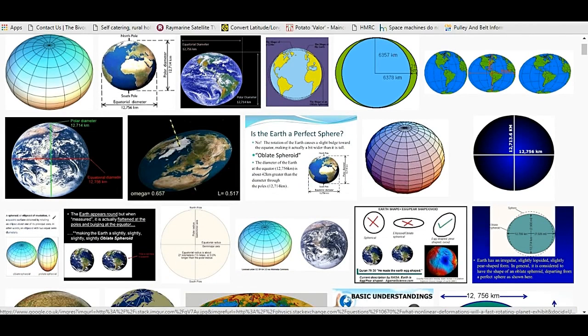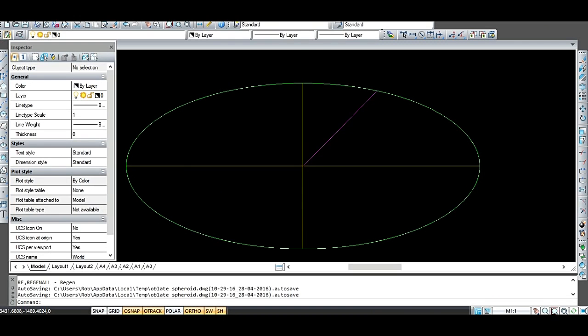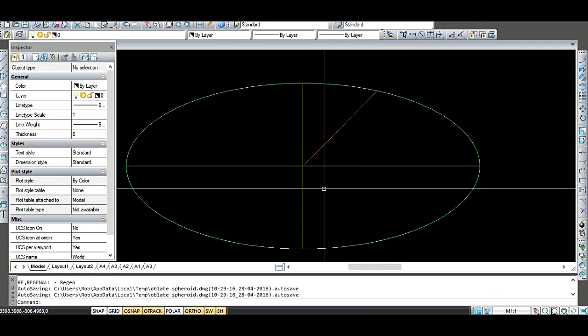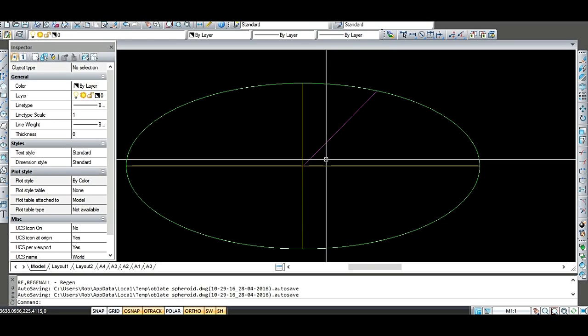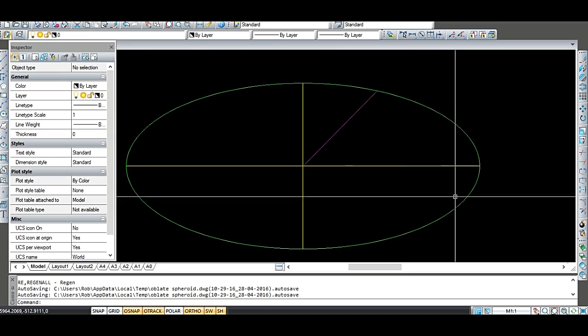So all of these pictures, this one, this one, this one, and this one, they all have the same distances. So I'm going to go ahead and assume that that is the accepted size of the Earth. So with that in mind, I decided to draw an exaggerated cross-section of an oblate spheroid, which is an ellipse, like this.